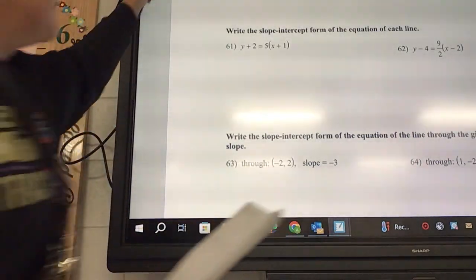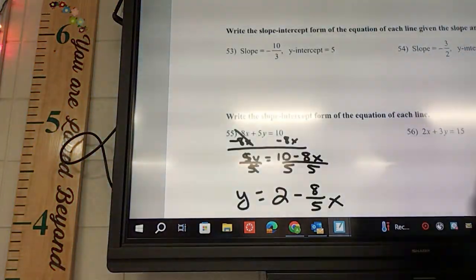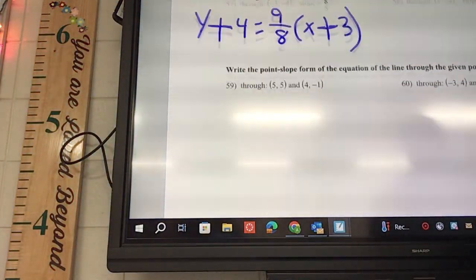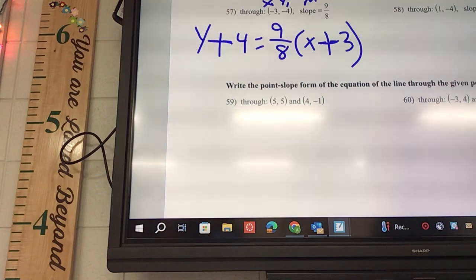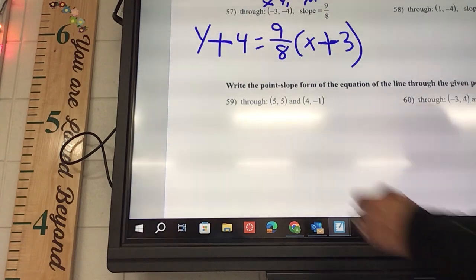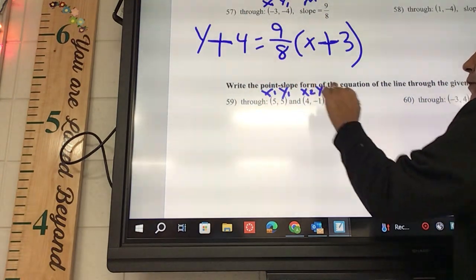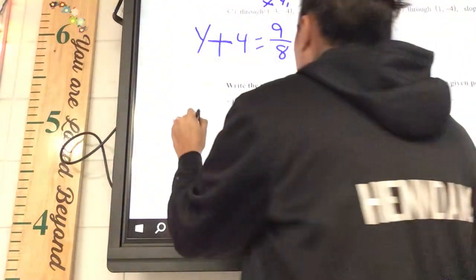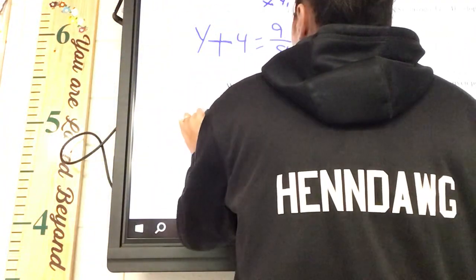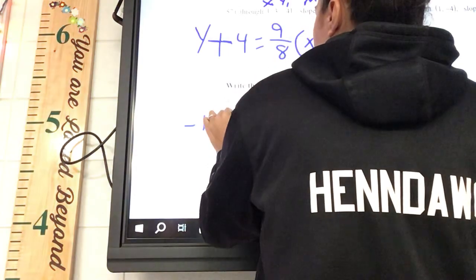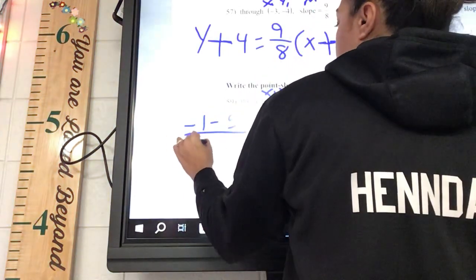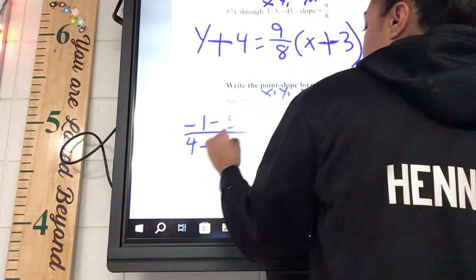Did I skip one? Yeah, sure did. Okay, write the point slope form. So we have to find the slope first. So that's going to be x1, y1, x2, y2. Okay, so our very first step is going to look like y2 minus y1, which is 5, over x2 minus x1, which is 5.